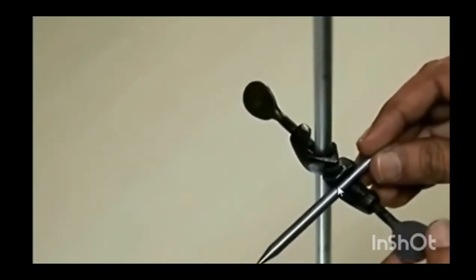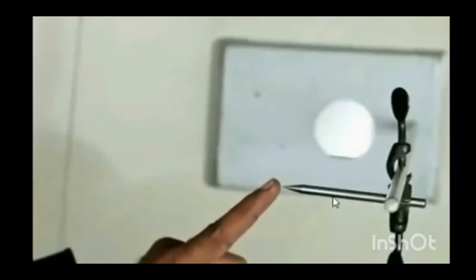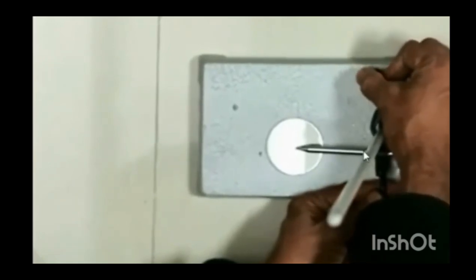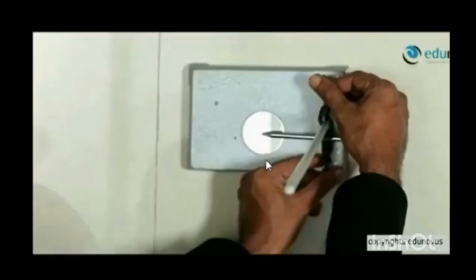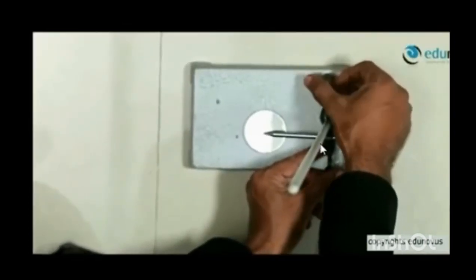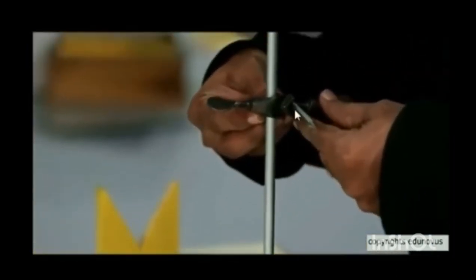First of all, we place the concave mirror at the base of the stand and fix the needle, we can say object needle, with the clamp in the stand, and make sure that the tip of the needle is aligned with the pole of the mirror, as you can see here. Now we'll move the pin upward and try to see the inverted image of the needle in the mirror.